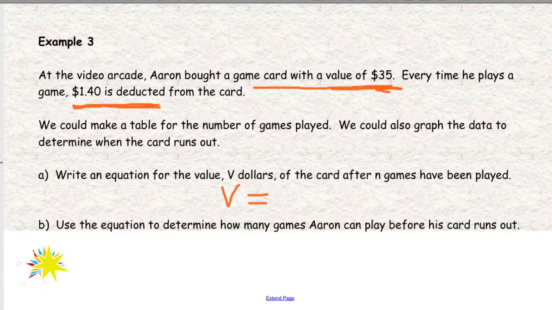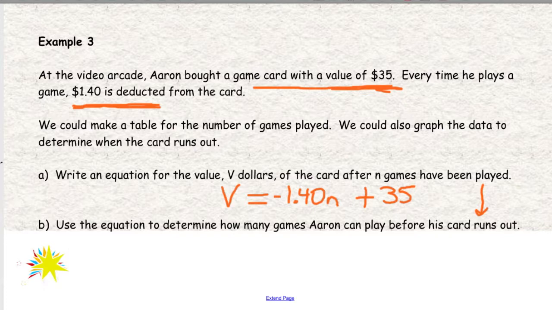Right? So if we're going to write an equation based on this, what I want you to really know is that $35 is the initial value. So the formula or the equation would have plus 35 at the end. If every time he plays it's going down $1.40, we could write $1.40n. N is the number of games. But there's one thing missing right now, and that is the fact that the card value doesn't go up by $1.40 every time you play. It goes down by $1.40 every time you play a game. So to show that, we would put a minus sign in front of the $1.40 because every time you play a game, you lose $1.40 off your card.